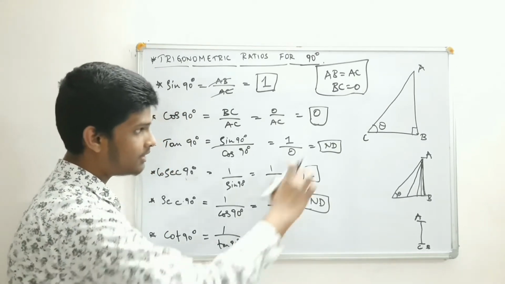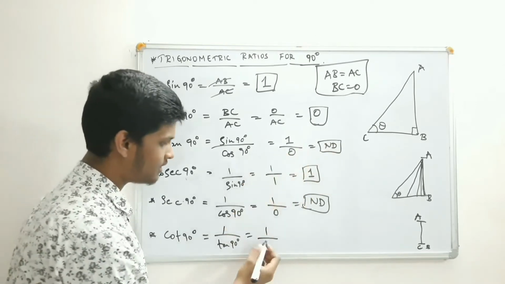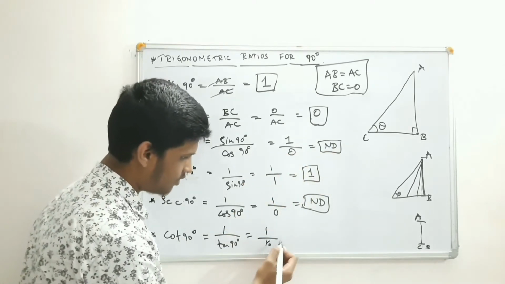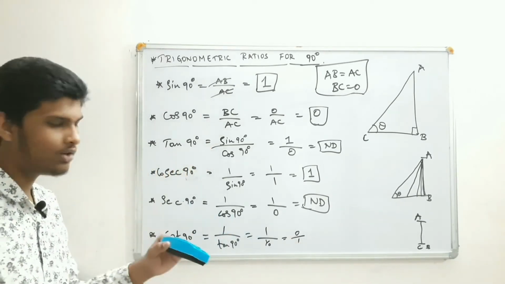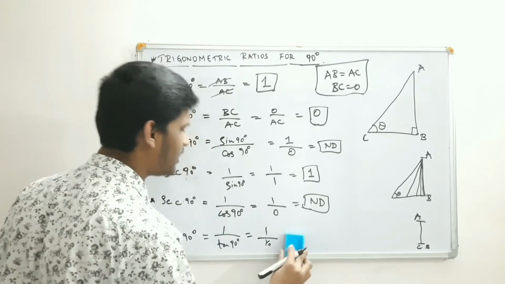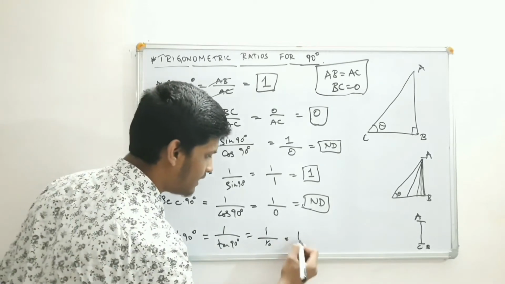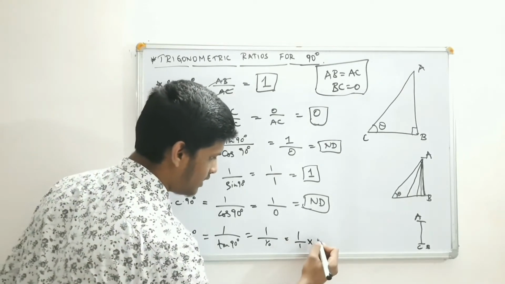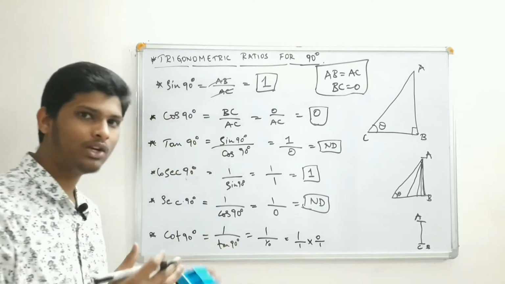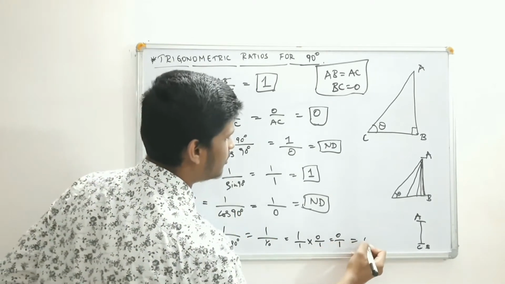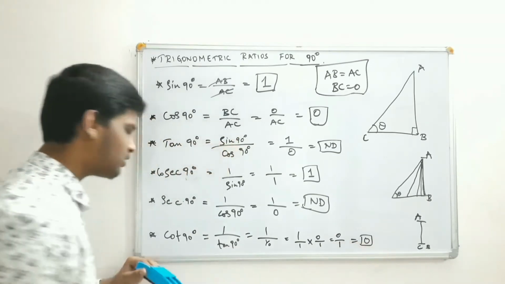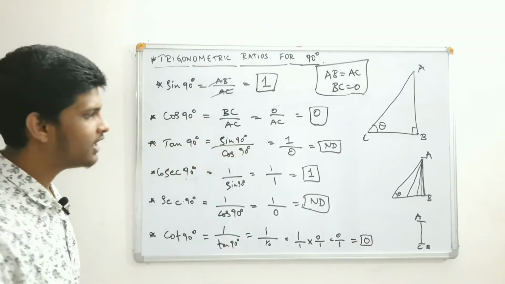Here not defined means what value we got, 1 by 0. So let's write 1 by 0, and when we take the reciprocal, it becomes 0 by 1, and 0 by anything is 0. Okay, so cot 90 degree is 0.